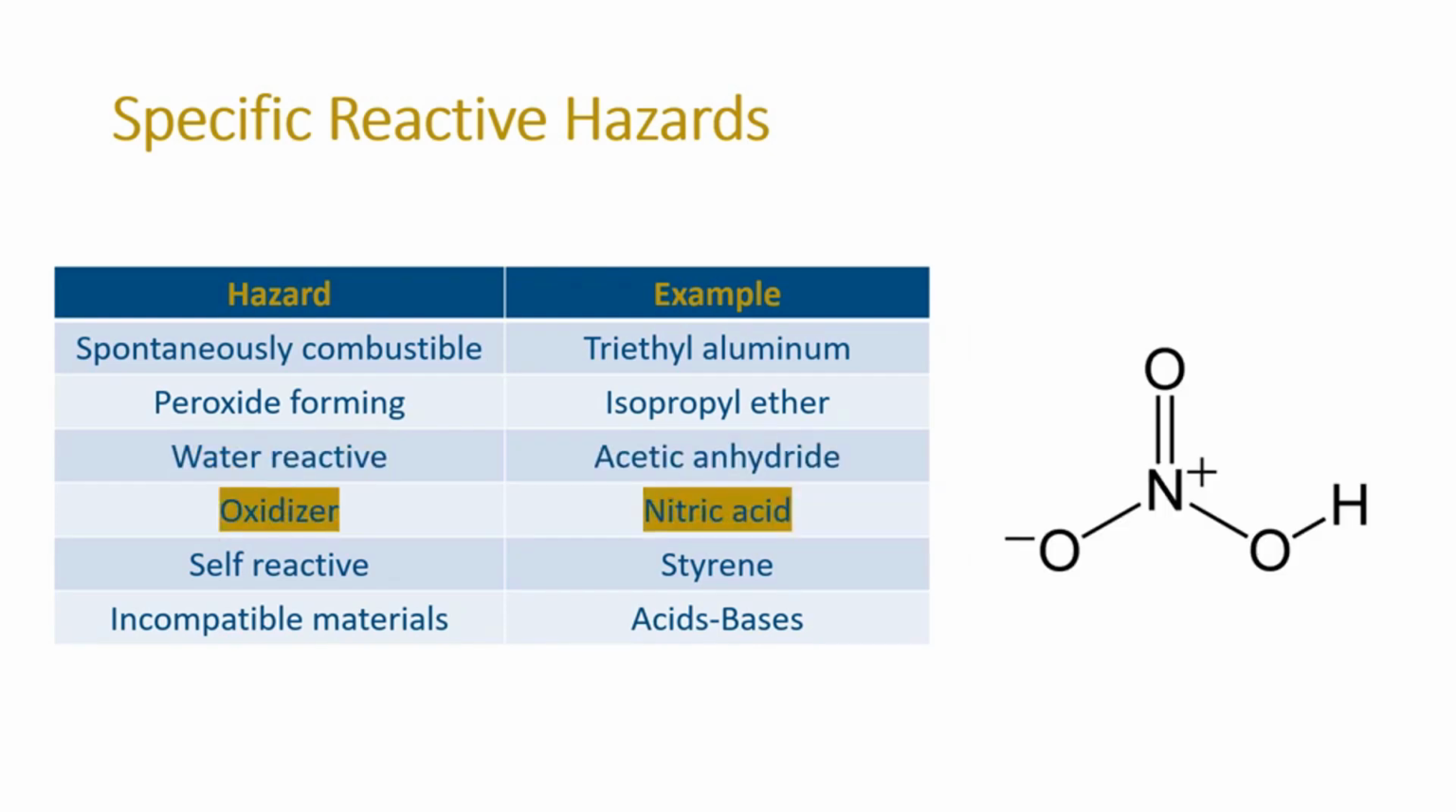Materials that are oxidizers also present reactive hazards. Oxidizers readily yield oxygen or other oxidizing gas, or readily react to promote or initiate combustion of combustible materials. These materials are identified as an oxidizer on safety data sheets, and on the National Fire Protection Association diamond, it carries a special symbol OX for oxidizer. An example of an oxidizer is nitric acid.